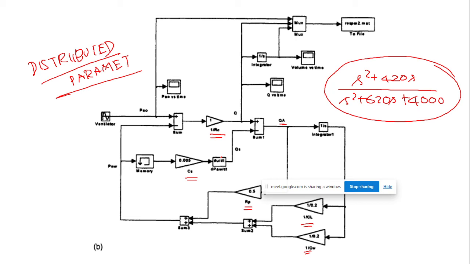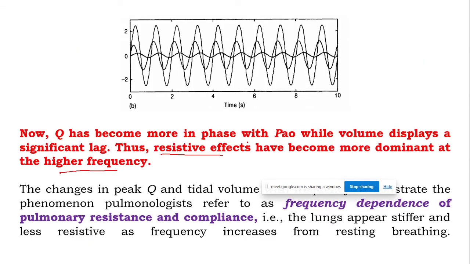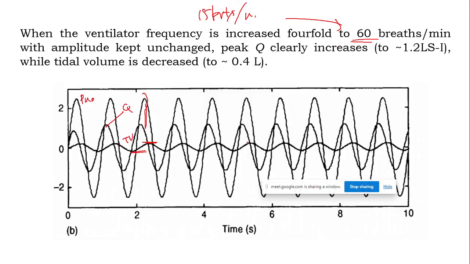So you have two types of models: one is a distributed parameter model, and the second is a lumped parameter model. These are the two ways we can analyze a given system. We'll try to see this using Simulink directly.